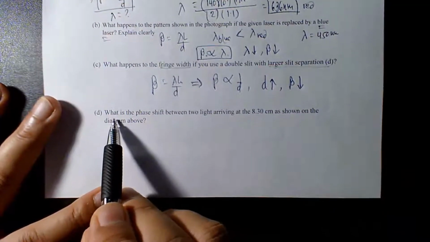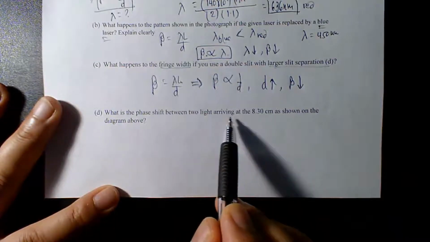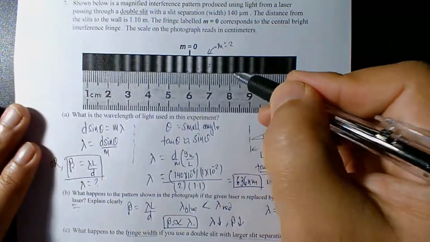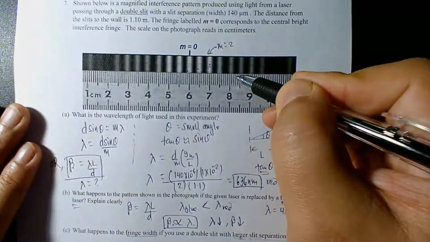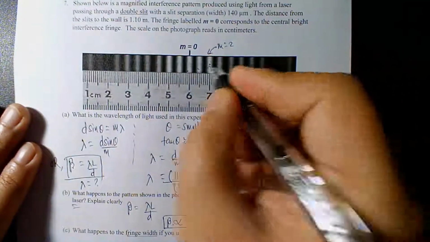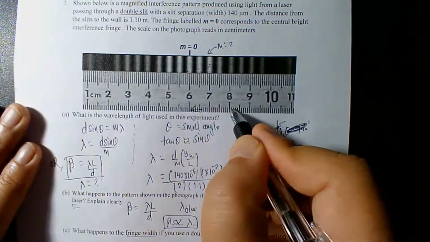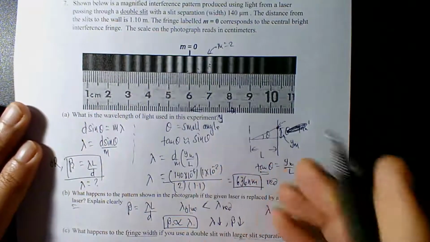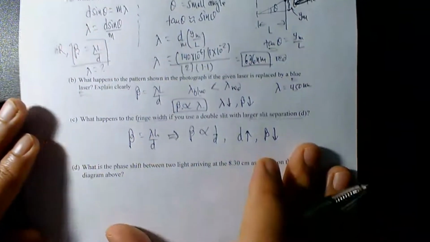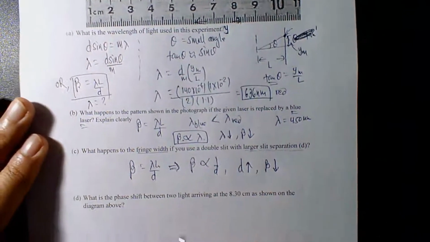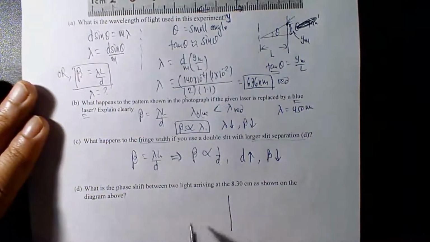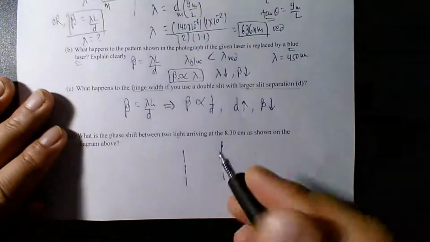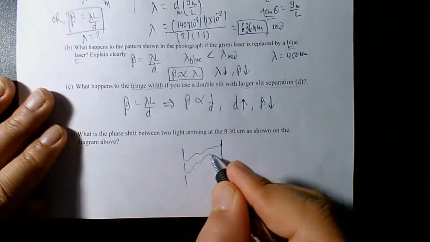Now, next question. What is the phase shift between the two light waves arriving at 8.3 centimeter as shown in the diagram below? So 8.3 means where? 8.3 is somewhere here, 1, 2, 3. So 8.3 is at what distance from the center? Let's call it y. From the side view, we're finding the phase difference between the two light waves arriving at this point P.